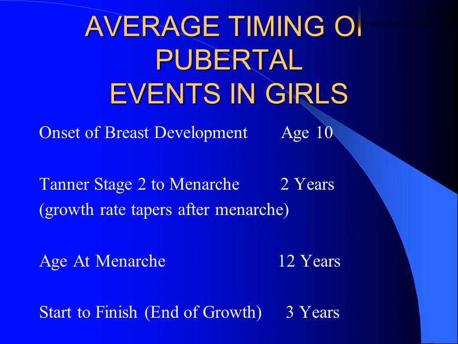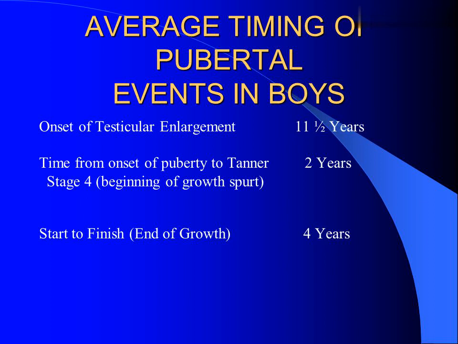Average timing of pubertal events in girls. Onset of breast development at age 10. Tanner stage 2 to menarche, 2 years. Growth rate tapers after menarche. Age of menarche, 12 years. Start to finish, end of growth, 3 years. Explain how bone age and IGF-1 help in determining the cause of short stature. Average timing of pubertal events in boys.